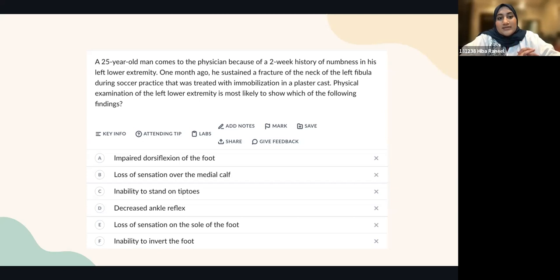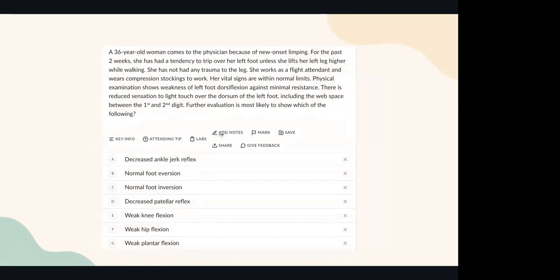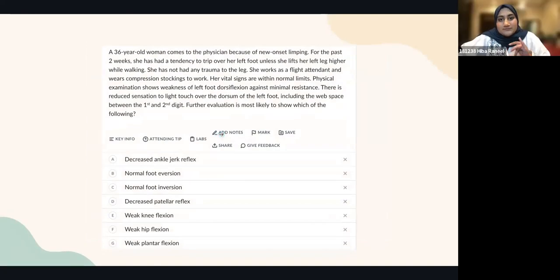In case they ask you for the sensory supply, the web space between the big toe and the second toe is where they won't be able to feel sensation. That is a good place to test for common fibular nerve damage. Yeah. Okay, excellent. Great job. All right, next question.